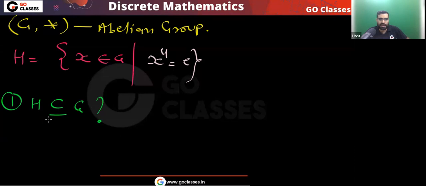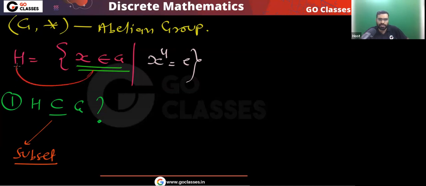Tell me, can I say H is a subset of G? This is the symbol for subset. Can I say H is a subset of G? Of course, H is a subset of G because in this H you have those elements of G.